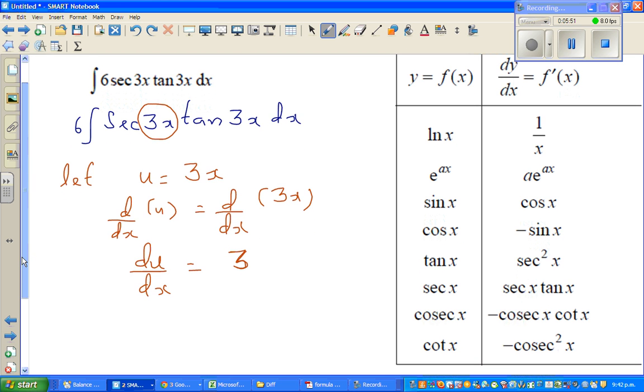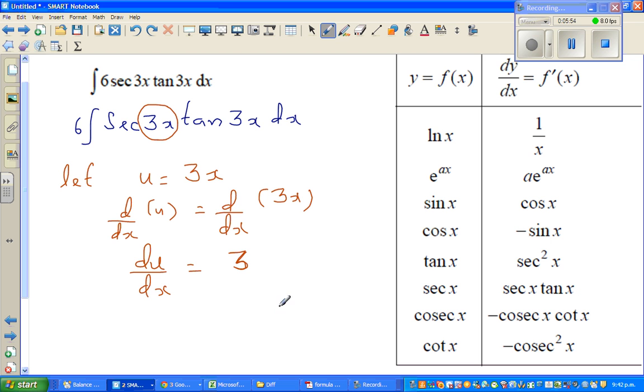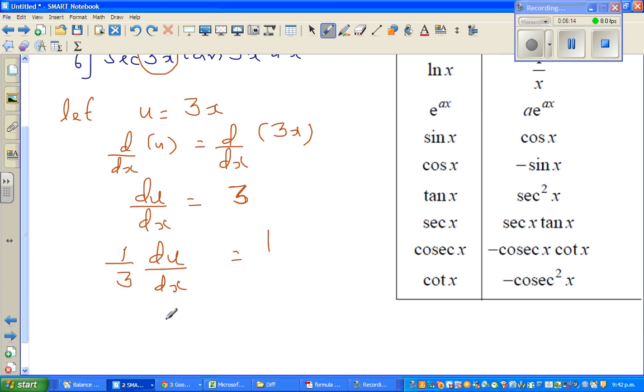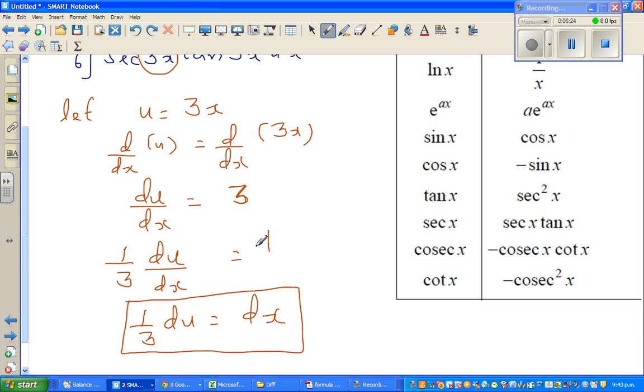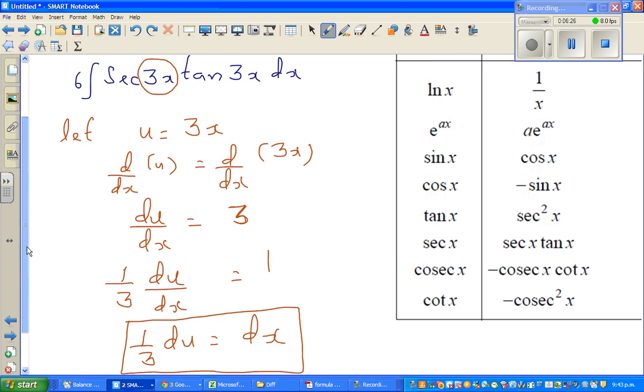Now you may wonder, what am I doing? I want to change this whole thing in terms of u. So you got a dx. If you divide both sides by 3, I can write 1/3 du by dx is equal to 1. Now I'm going to multiply both sides by dx. So it's 1/3 du is equal to dx. So I'm going to change the whole thing in terms of u, and this will help you not make the common error that most students make.